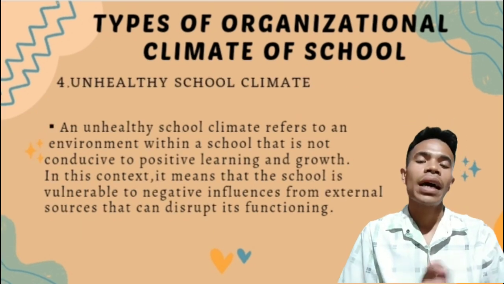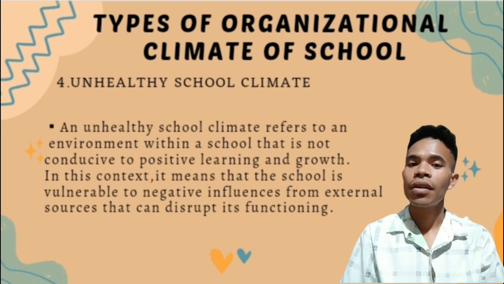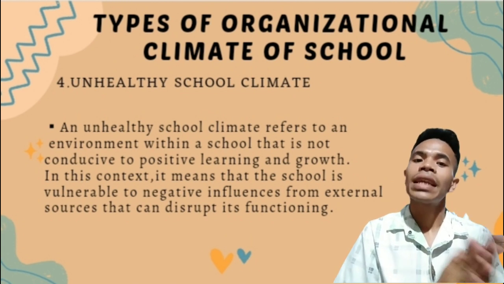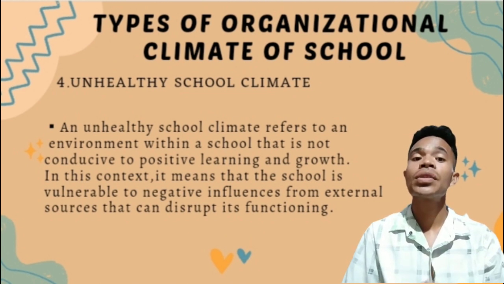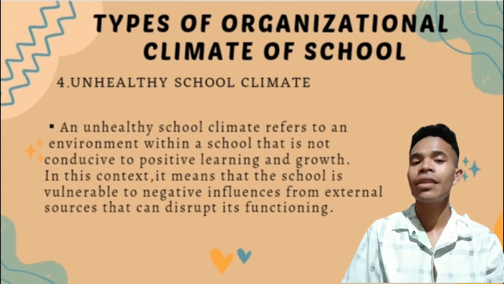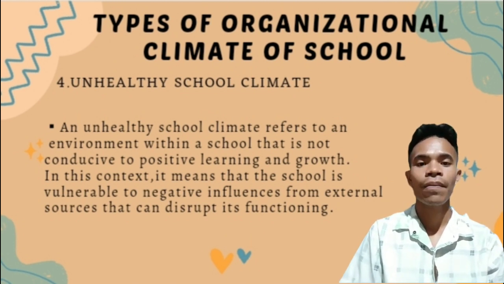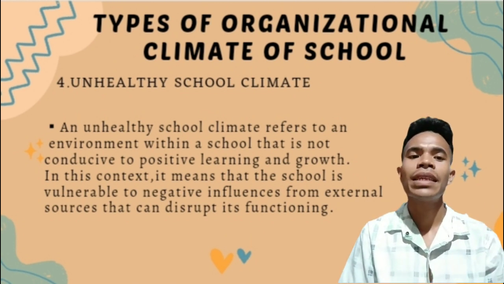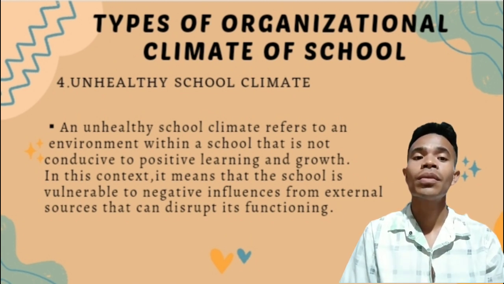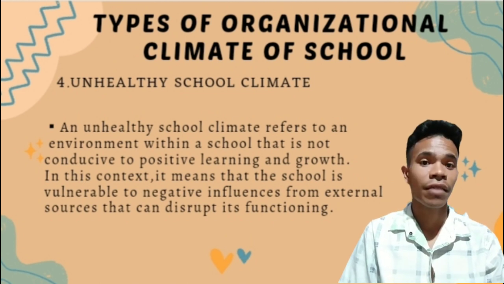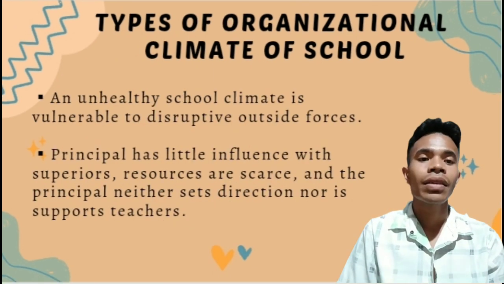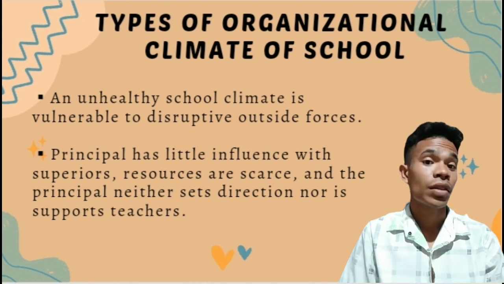Now let's proceed to the last one, number four, the next type, unhealthy school climate. Unhealthy school climate refers to an environment within a school that is not conducive to positive learning and growth. In this context, it means that the school is vulnerable to negative influence from external sources that can disrupt its functioning. An unhealthy school climate is vulnerable to disruptive outside forces.